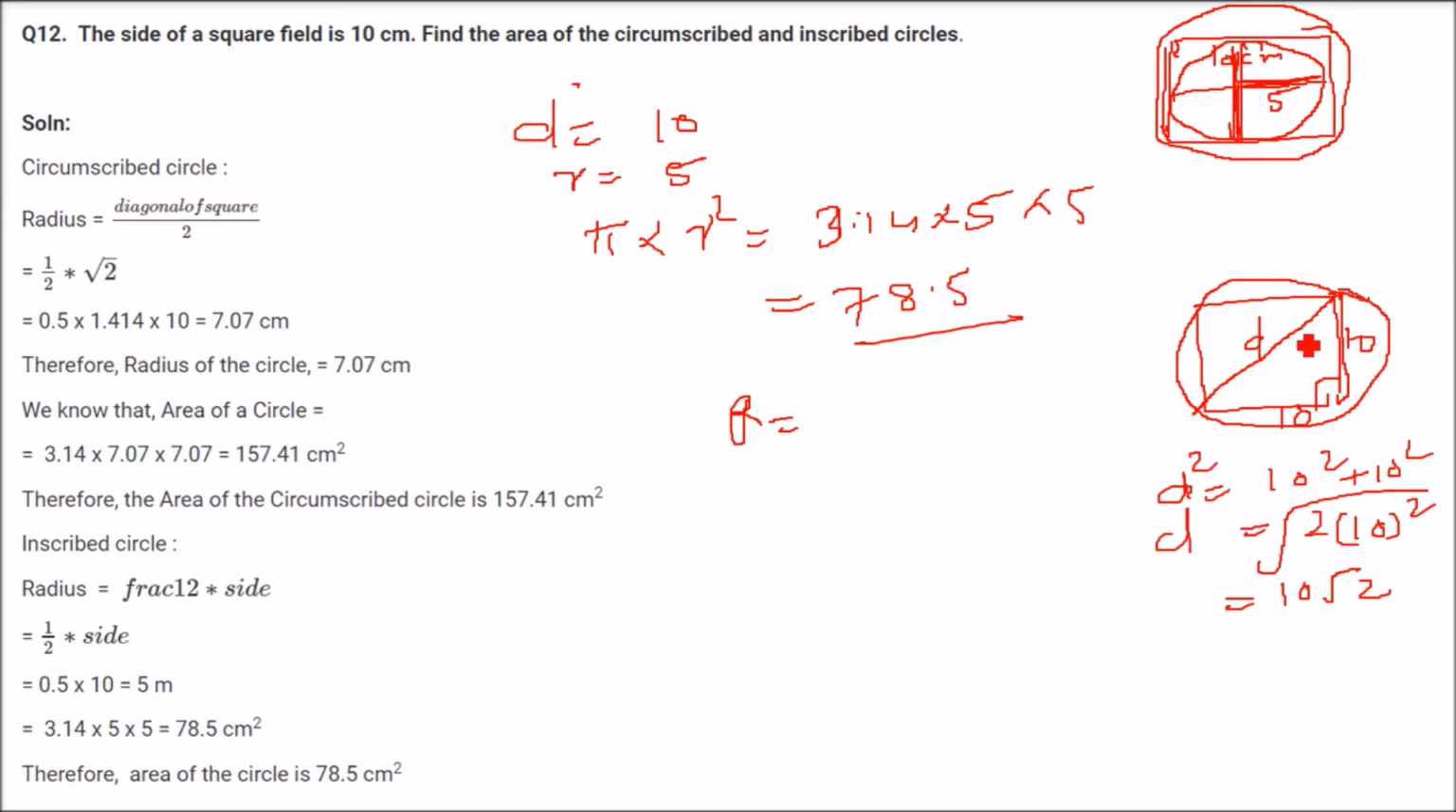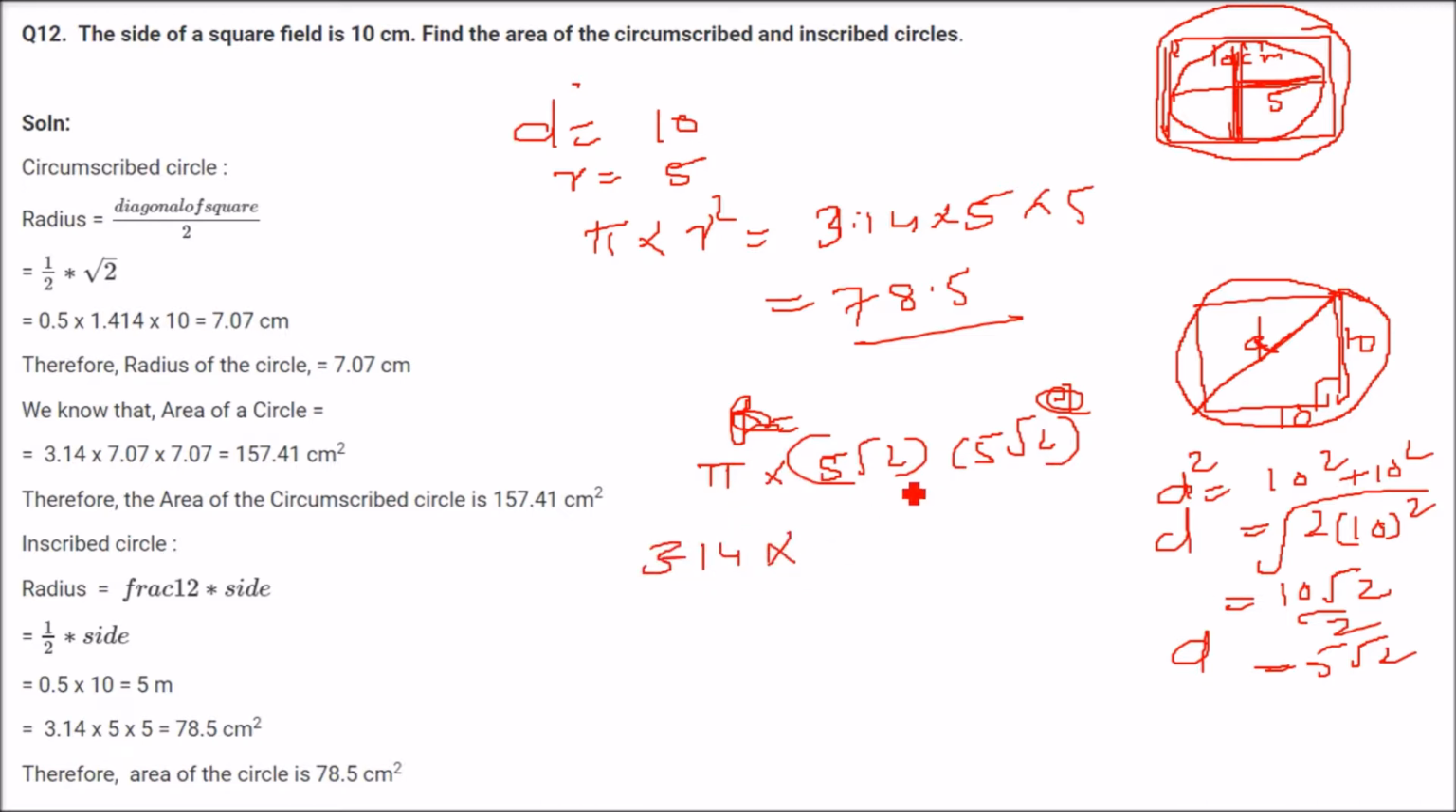Now this is the diagonal, but the radius of the circle will be the diagonal, that is the diameter here, divided by 2. It will be 5 root 2. So now the radius of this circle, which is circumscribed, is 5 root 2. In order to find the area, it will be pi into r square. R is 5 root 2, so it is 5 root 2 into 5 root 2, whole square actually.